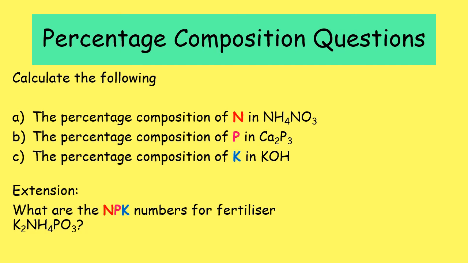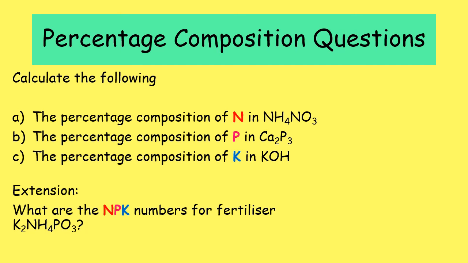So the first one is, what is the percentage composition of nitrogen in ammonium nitrate? Second one, what is the percentage composition of phosphorus in calcium phosphide? And the third one, the composition of potassium in potassium hydroxide. The extension question is, what are the NPK numbers for a fertilizer containing this? Now, NPK numbers are the percentage of nitrogen, the percentage of phosphorus, and the percentage of potassium, just listed as a sequence of numbers.